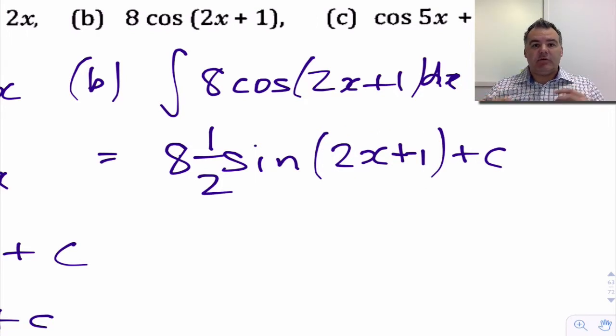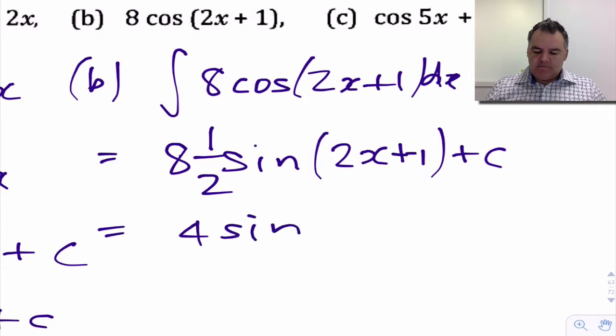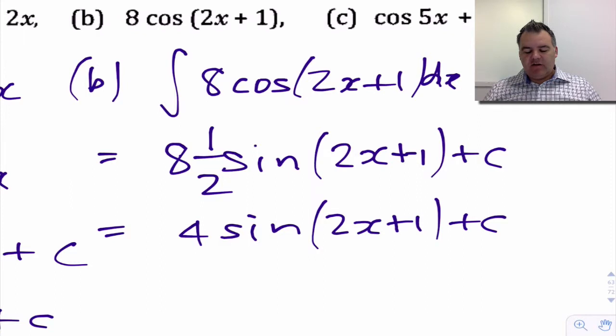We've also done this with exponential functions. So 8 times a half is going to be 4 sine of 2x plus 1 plus c. And again, if you differentiate that, 4 sine of 2x plus 1 will be 4 cos of 2x plus 1 times 2, and we get the answer.